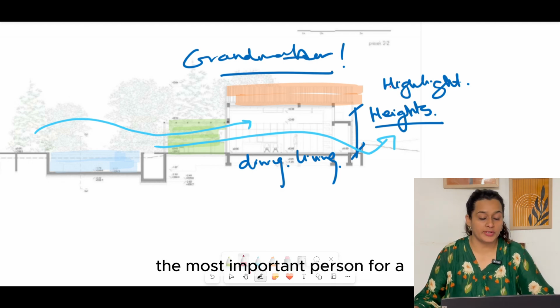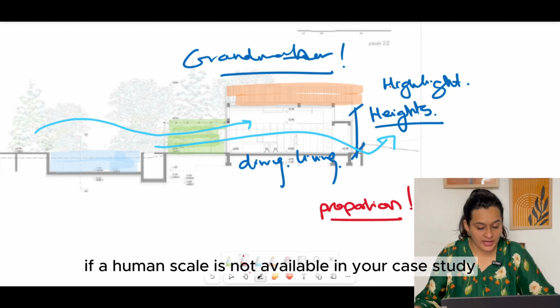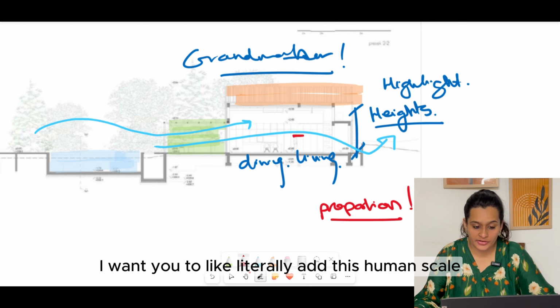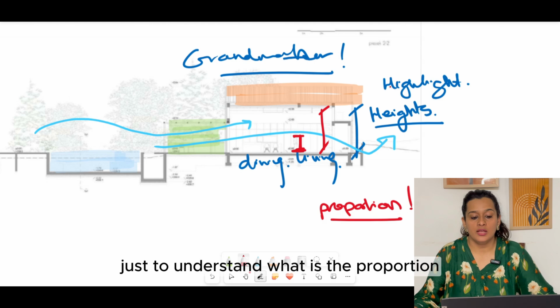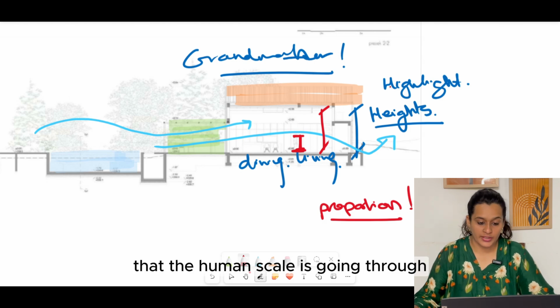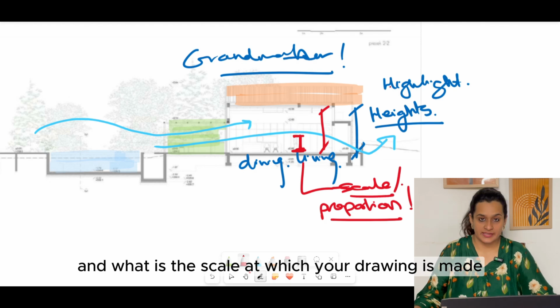The most important thing for a good proportion study is a human scale. So if a human scale is not available in your case study, I want you to literally add this human scale just to understand what proportion the human scale is going through, and what is the scale at which your drawing is made.